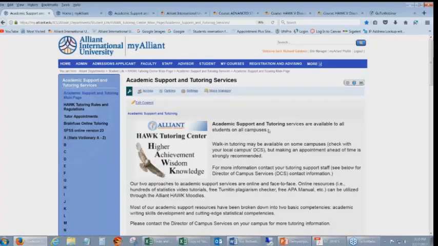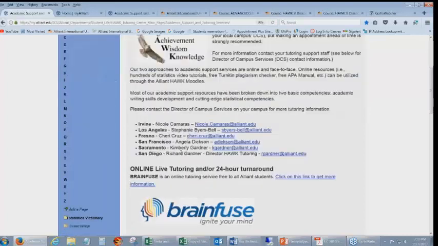That's us down here in San Diego. I try to put everything online so the other campuses can use it. And I have a list of all the directors of campus services for each of the different campuses. So if you have a student looking for support, have them start with the director of each campus, and then we'll try to figure out what we can do to help.